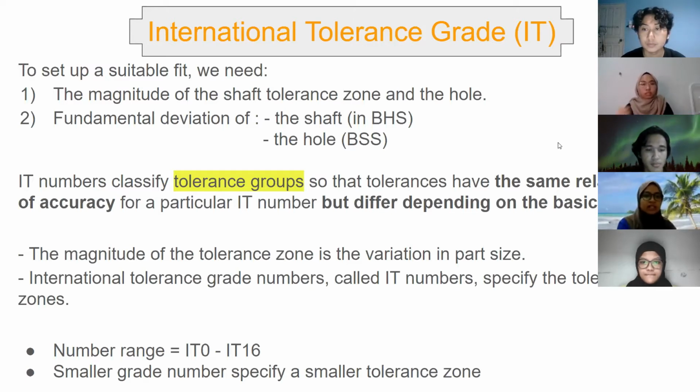IT numbers classify tolerance groups so that the tolerance can have the same relative level of accuracy for a particular IT number, but differ depending on the basic size. The magnitude of the tolerance zone is the variation in part size, and the international tolerance grade number, or IT number, specifies the tolerance zone. We have the range of numbers from IT0 to IT16, and a smaller grade number specifies a smaller tolerance zone.